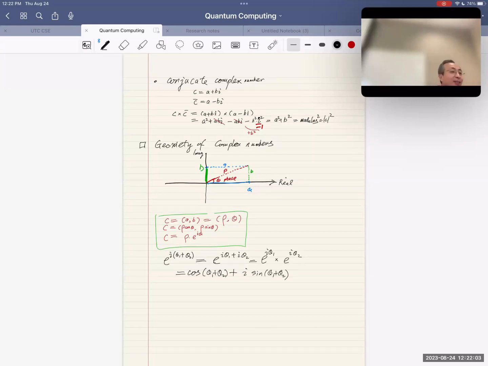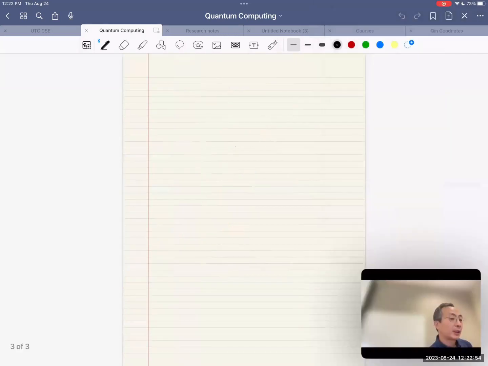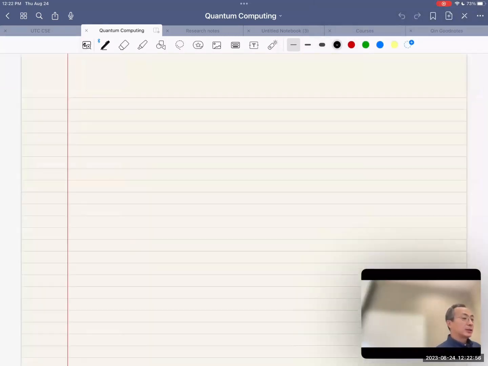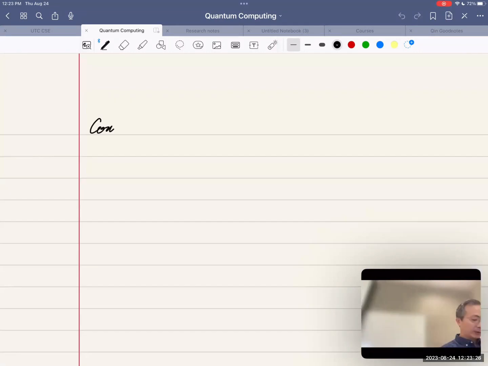Okay, so today's lecture we're going to go over the more challenging part. Today we are going to talk about the second chapter of the book, Complex Vector Space. This chapter has a lot more content, so we may need 2 or 3 lectures to cover it. Today we talk about complex vector space.